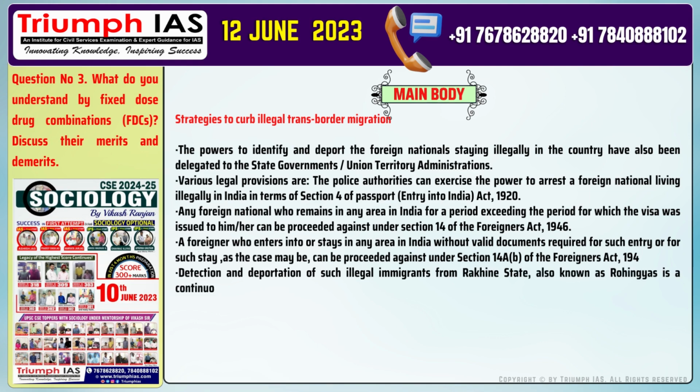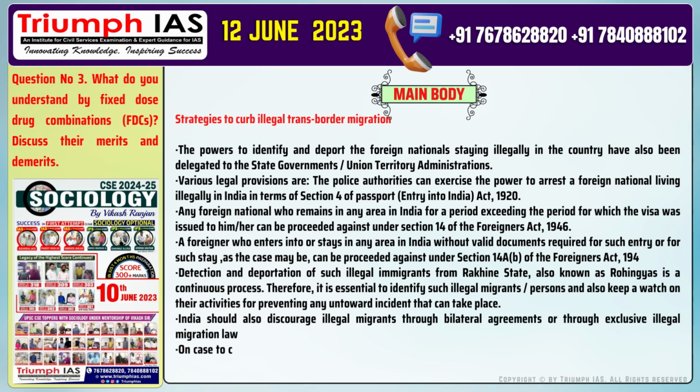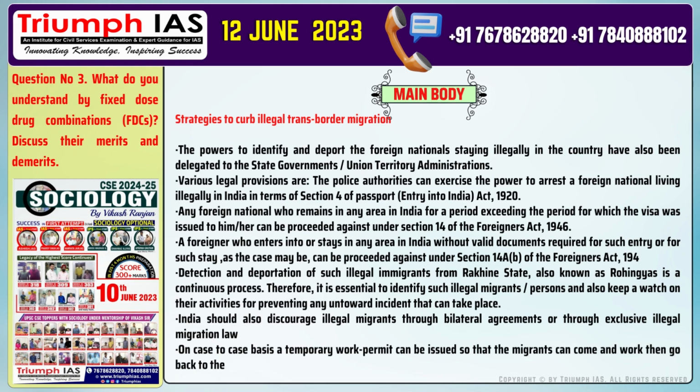Number 6. India should also discourage illegal migrants through bilateral agreements or through an exclusive illegal migration law. Number 7. On a case-to-case basis, a temporary work permit can be issued so that the migrants can come and work and then go back to their country.